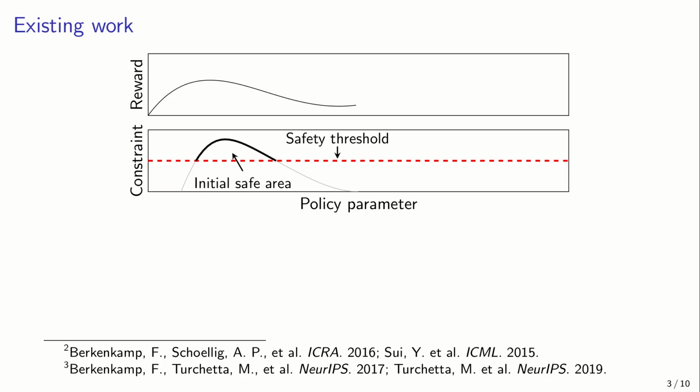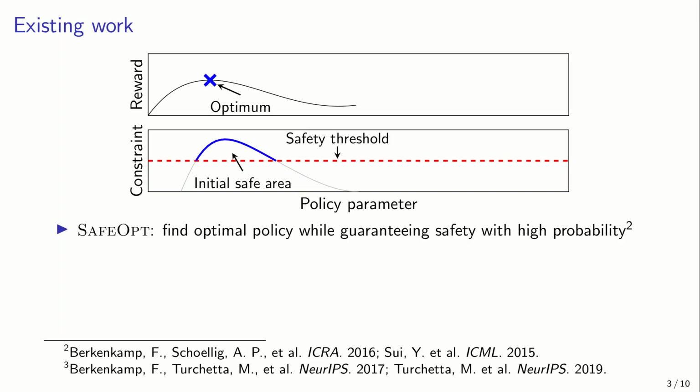If we now consider the reward function, constraint functions, and also robot dynamics to be unknown, this problem is unsolvable in general, and therefore we assume that an initial safe area is given. Under this assumption, the popular SAFEOPT algorithm can now find optimal policies while guaranteeing safety with high probability, and it does so by locally expanding in this initially given safe area.